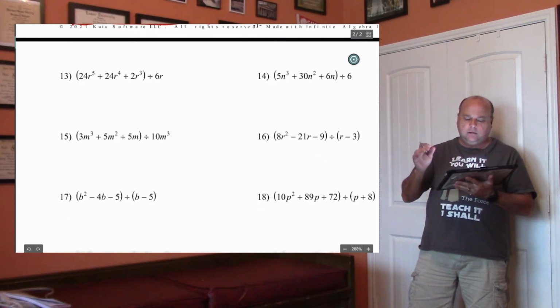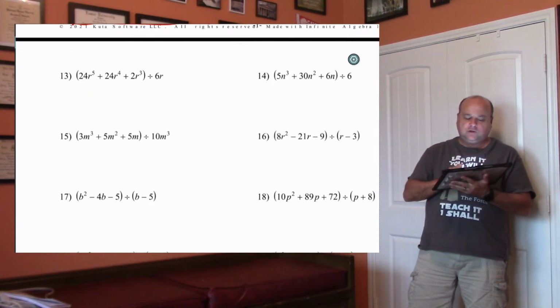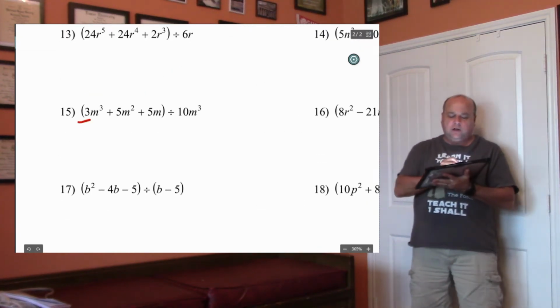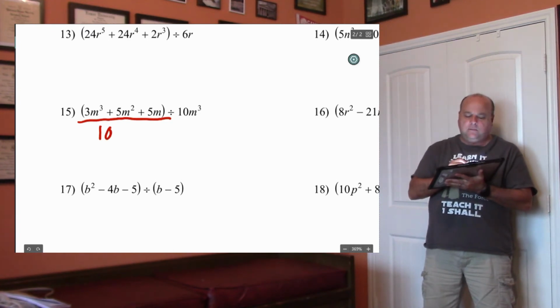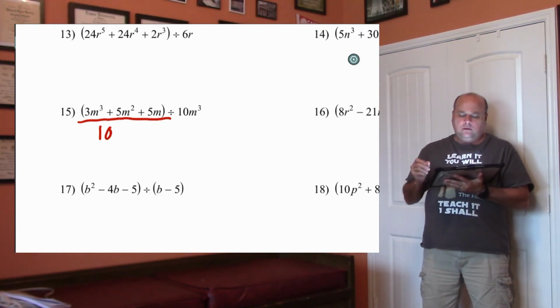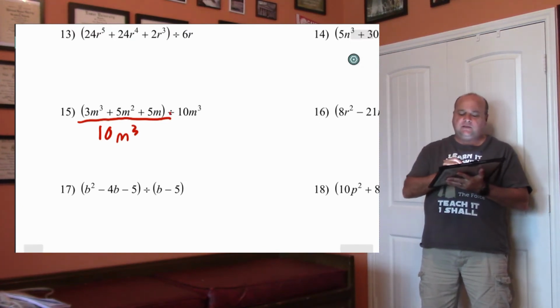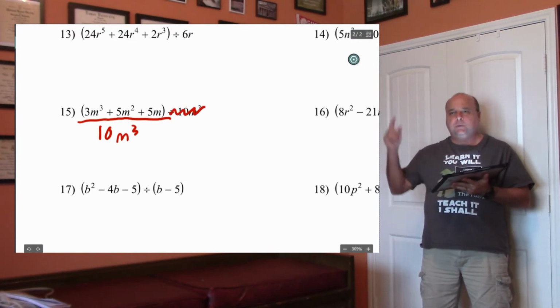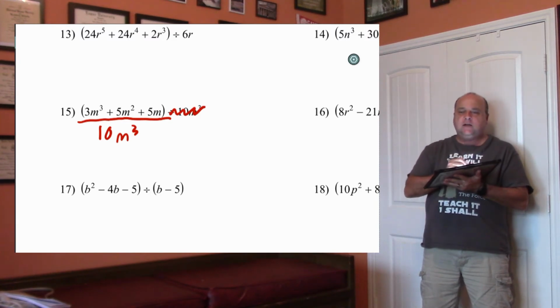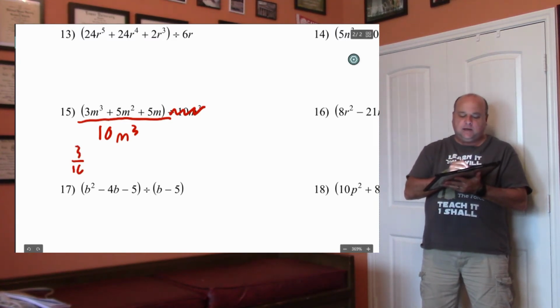Let's go down and do number 15. So we're going to divide by 10m to the 3rd power. Now this is going to give us fractional answers here, but this is fine. What's 3 divided by 10? It's 3 over 10, isn't it? M to the 3rd divided by m to the 3rd cancels out, so I just have 3 over 10, plus 5 over 10 is 1/2, and then m squared over m cubed.